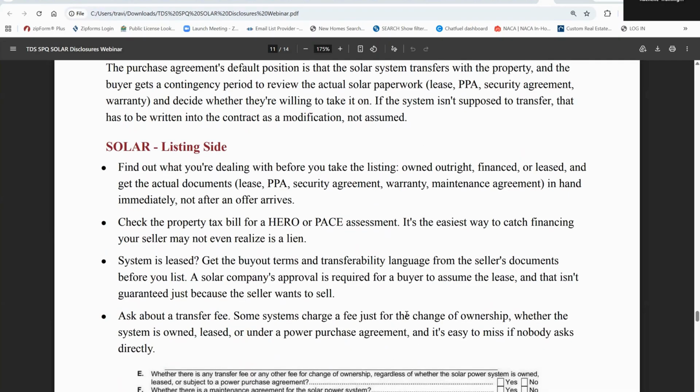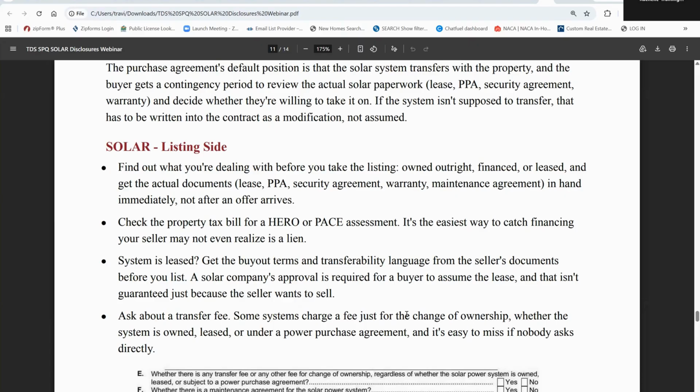So, solar on the listing side: find out what you're dealing with before you take the listing. Is it owned outright? Is it financed? Is it leased? And get the actual documents. Lease, PPA, security agreement, warranty, maintenance agreement, etc. in hand immediately, not after an offer arrives.